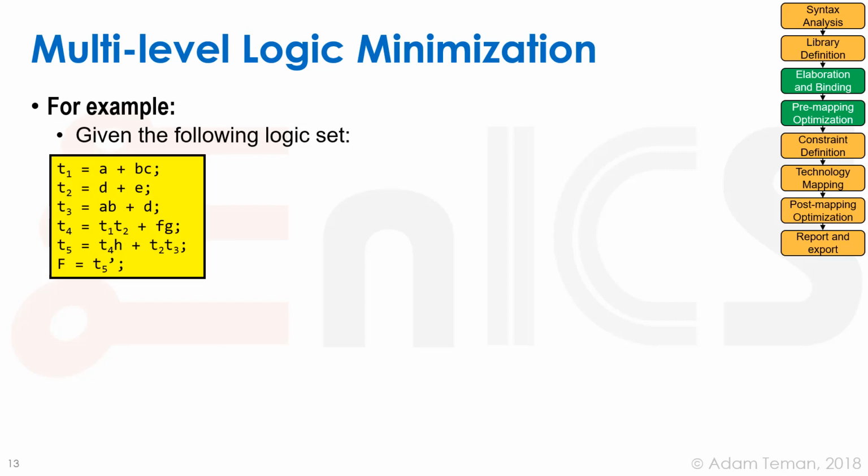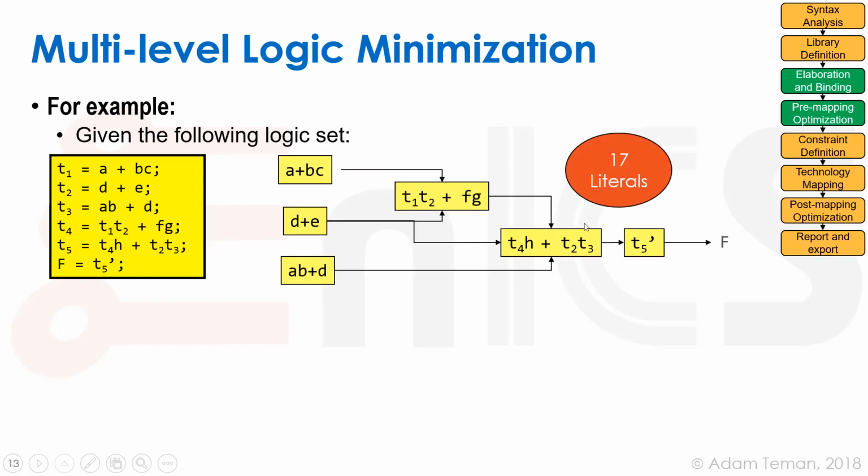Okay, so we have the following logic set. We have all kinds of equations. T1 equals A plus BC, T2 equals D plus E, T3 equals AB plus D, T4 equals T1 and T2 plus FG, T5 is T4H plus T2 plus T3, and F equals T5 bar. Now, when we look at this, when we want to count the terminals, we count all of the inputs to the different gates along the way, and so we can draw our different gates, and we can count, and we see that altogether there are 17 literals.